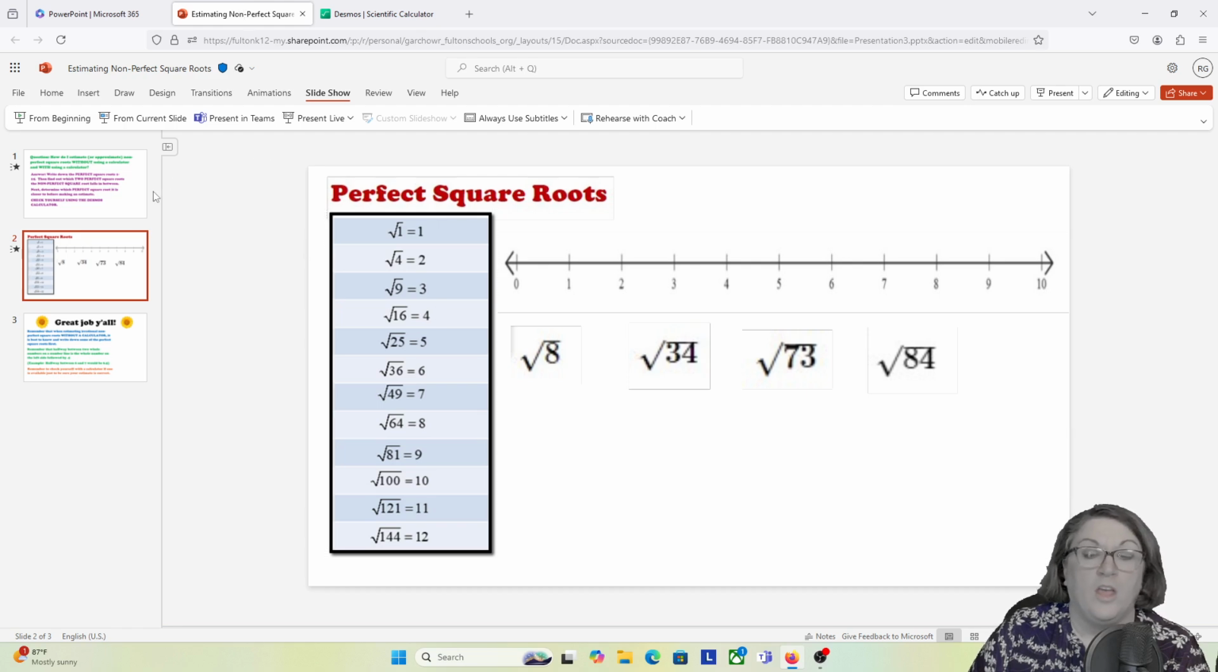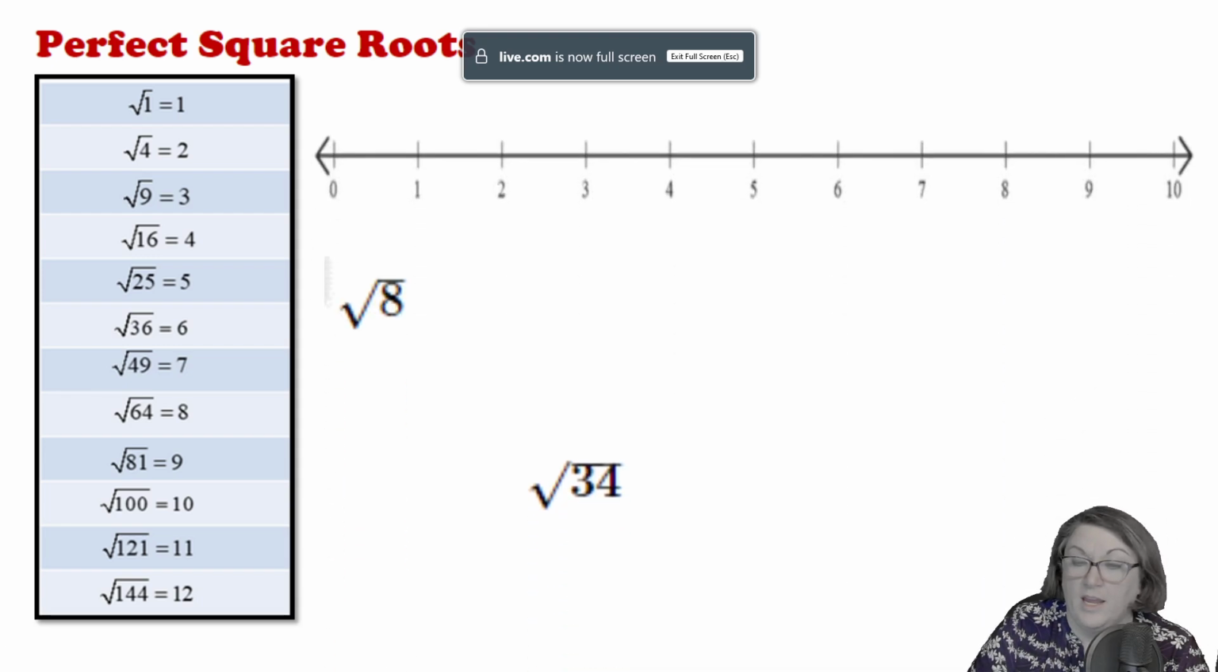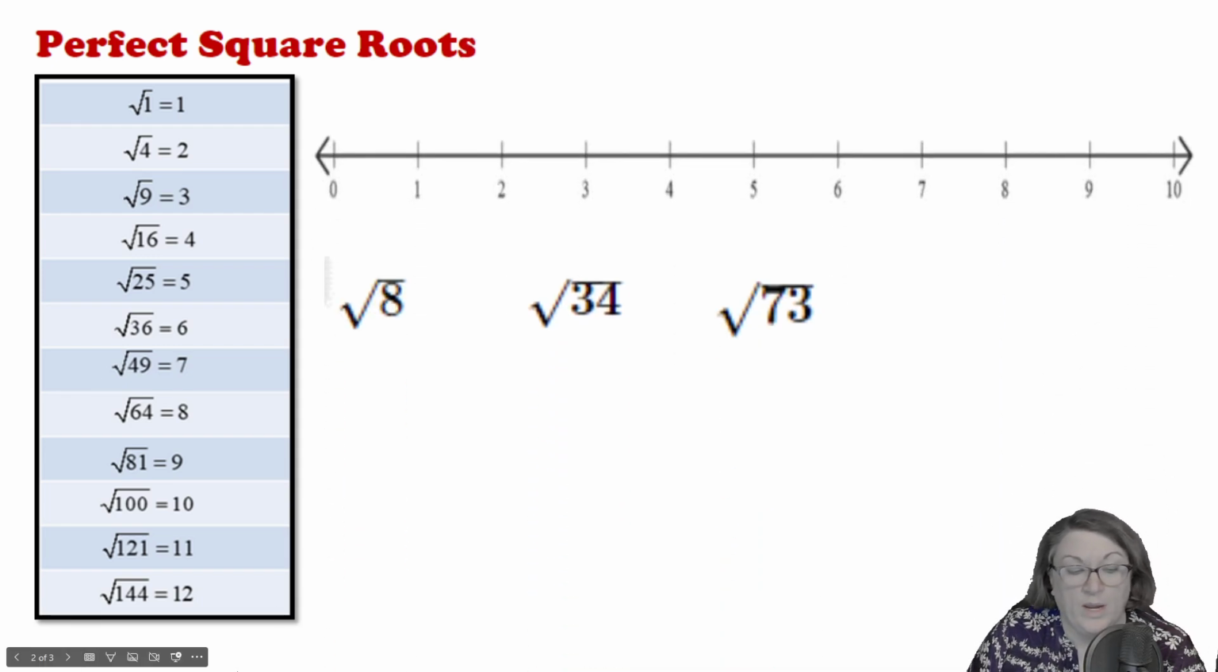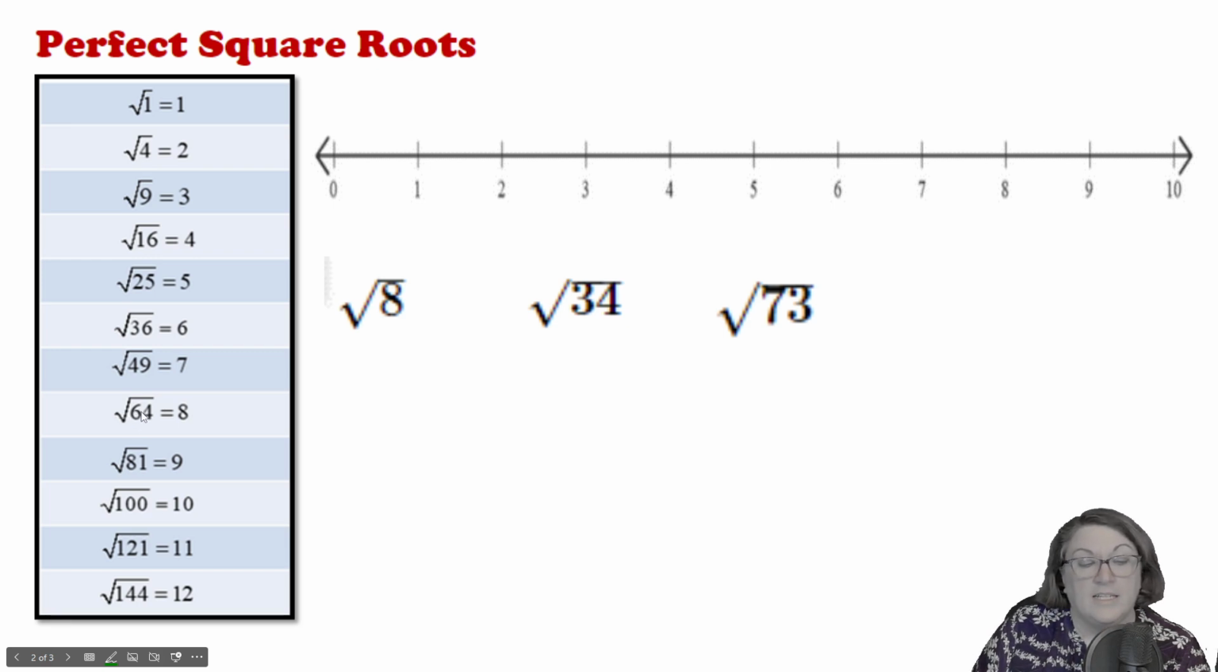Oops, I keep closing it out. Don't mean to do that. All right, now we're going to try to do 73. And 73 is between the perfect squares of 64 and 81. So right in here would be about where the square root of 73 would be.